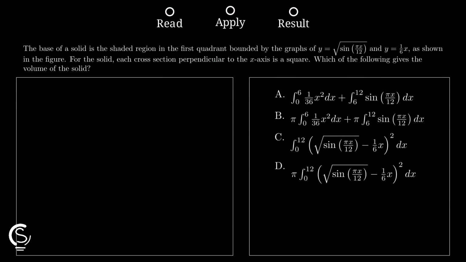First, we identify the side length of each square cross-section by looking at the height of the shaded region, which is defined by the upper function minus the lower function.